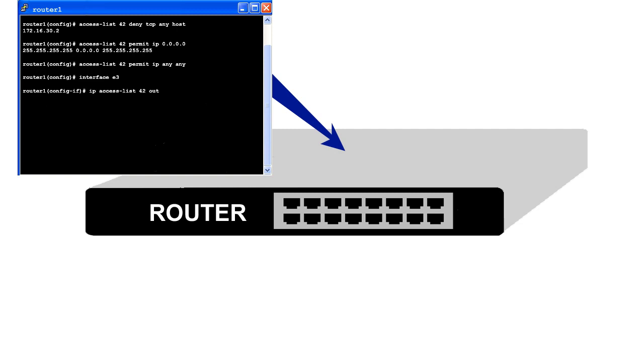Here's an example of access list 42 being assigned to interface E3 for outbound traffic. Once applied, all outbound traffic packets are compared to each line in access list 42 before proceeding.